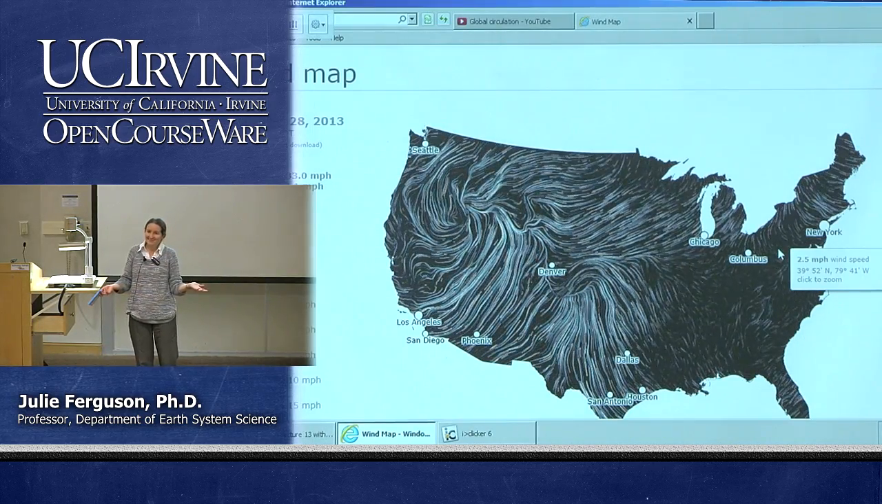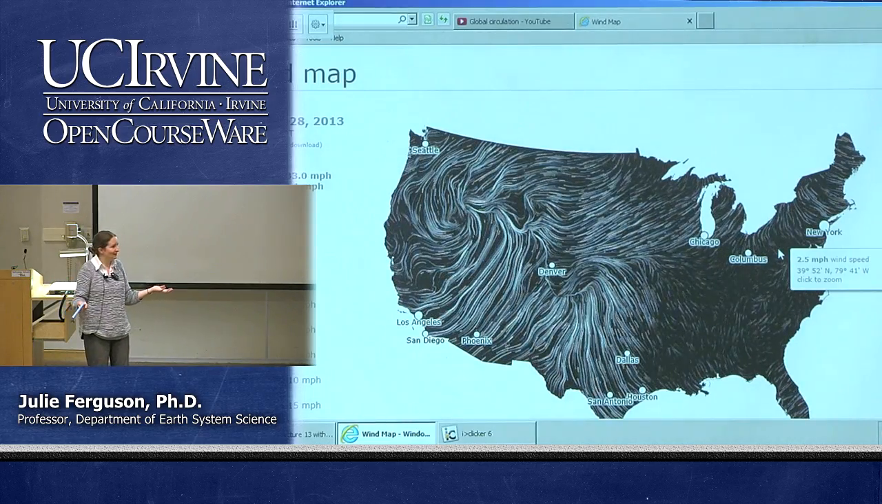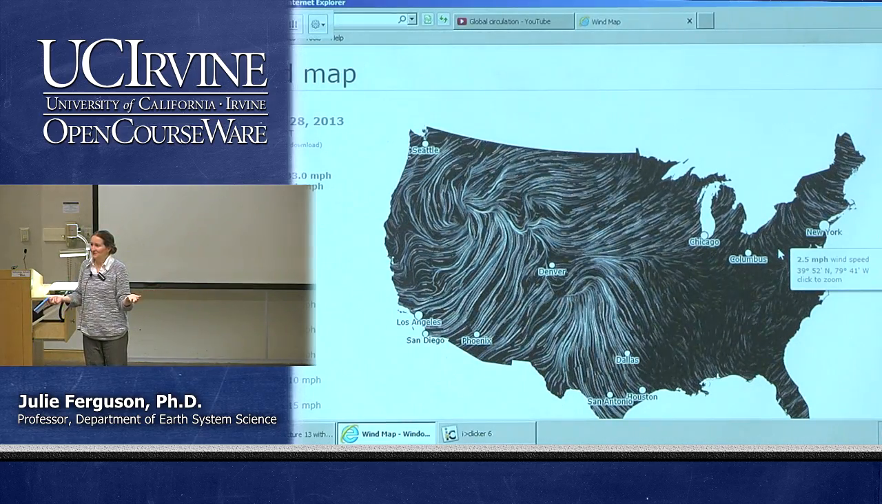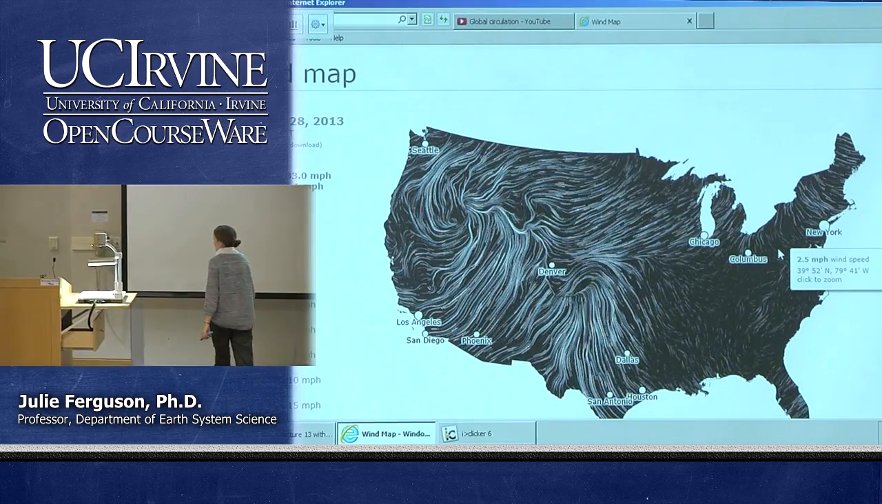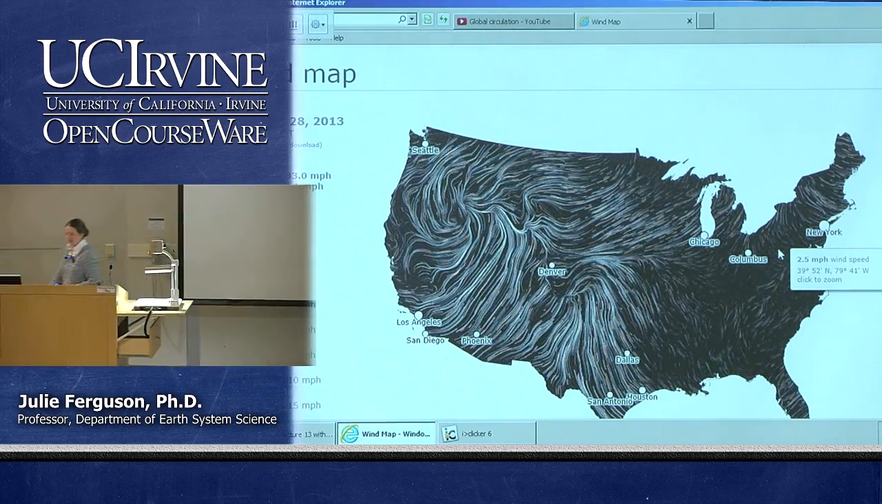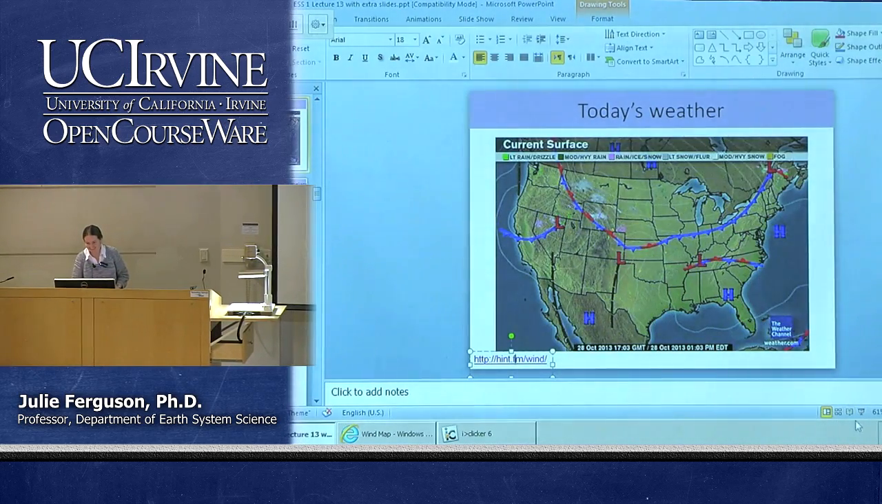So isn't that neat? That you can basically take that weather map and you can predict what the winds would be over the whole of the US right now. So I think that's pretty amazing. Okay. No one else seems particularly overwhelmed by this, but I like it. Okay.